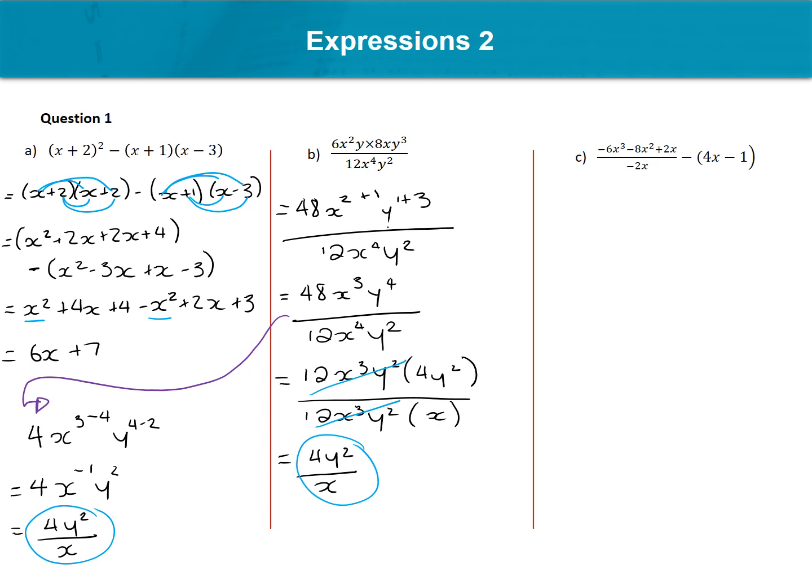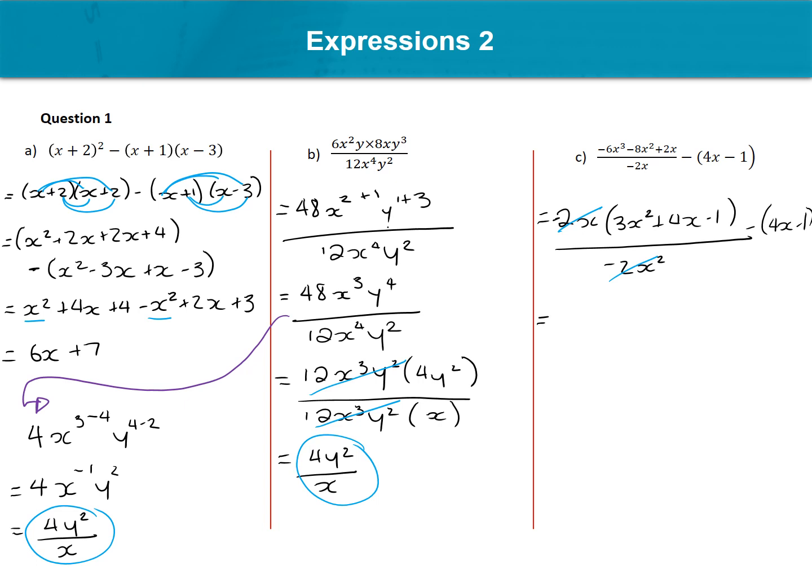C, we have a fraction and a bracket. So the first thing I would do is to try and get rid of the denominator in our fraction. So we need to take out a minus 2x from the numerator. So we have 2x times (3x² + 4x − 1) all over minus 2x². And then over here we have minus (4x − 1). Okay, so these will cancel.